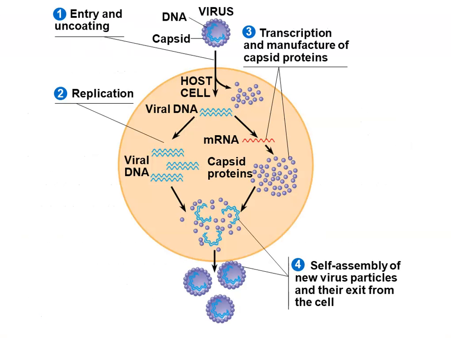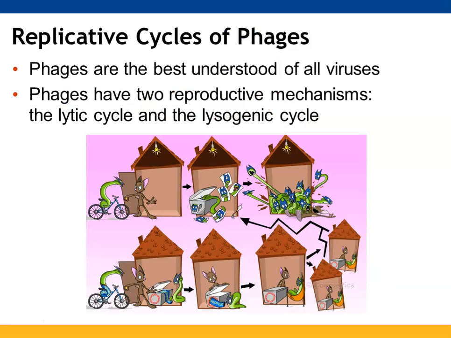So there you see the entry. You see it taking over the host cell machinery and then producing new virus particles. Phages are the viruses that are best understood. They have two different reproductive mechanisms. They can just completely destroy the cell, and that's with the lytic cycle. And then they can also become embedded into that bacteria's DNA, and that would be the lysogenic cycle.